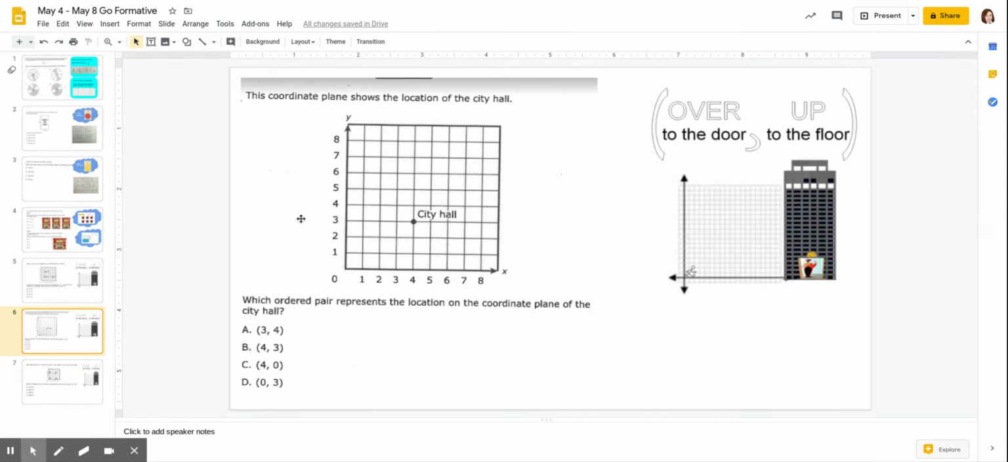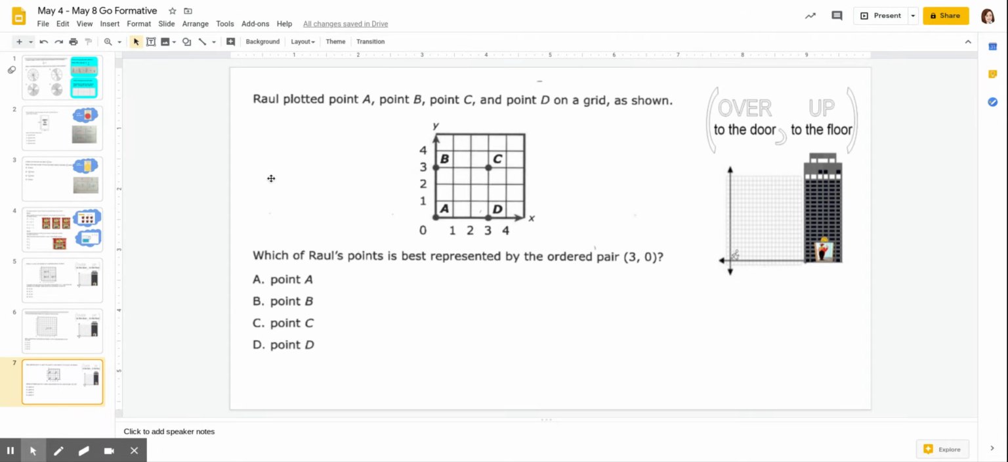Next one, coordinates on this plane. The coordinate plane shows the location of City Hall. Which ordered pair represents the location on the coordinate plane of City Hall? So same thing, the first number is going over to the door, the second one is going up to the floor.